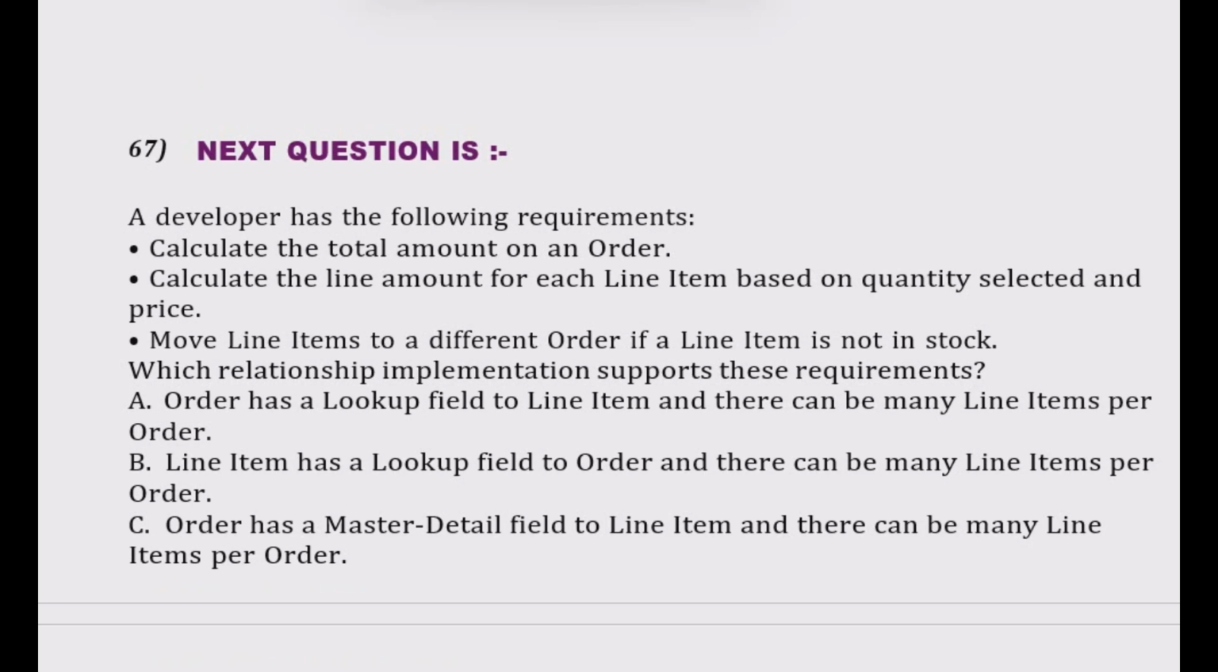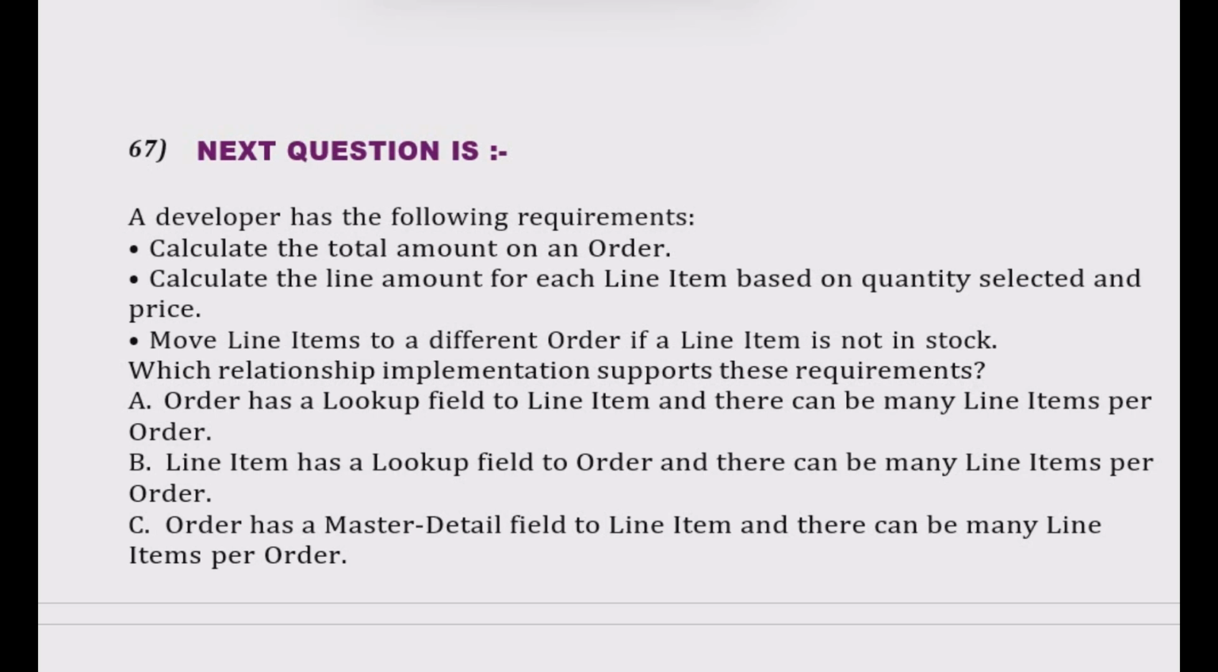Question is, a developer has the following requirements. First, calculate the total amount on an order. Second, calculate the line amount for each line item based on quantity selected and price. Third, move line items to a different order if a line item is not in stock. Which relationship implementation supports these requirements?